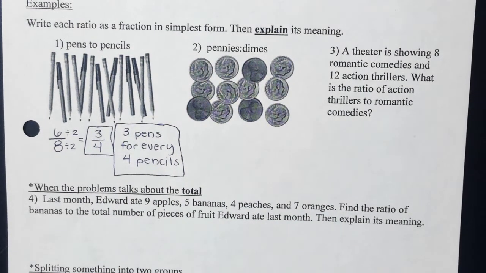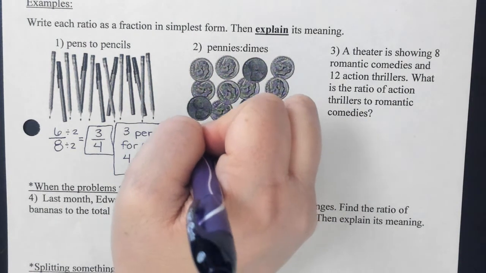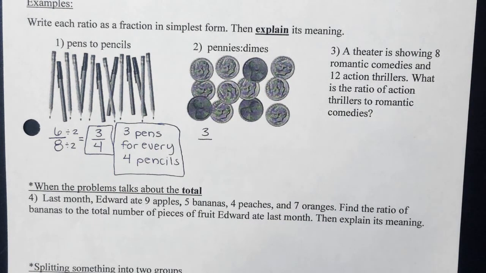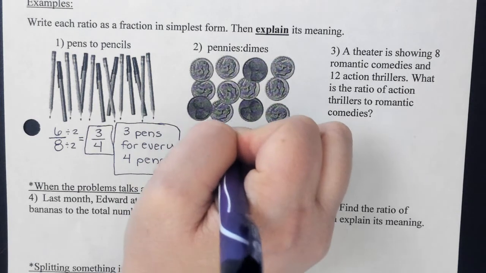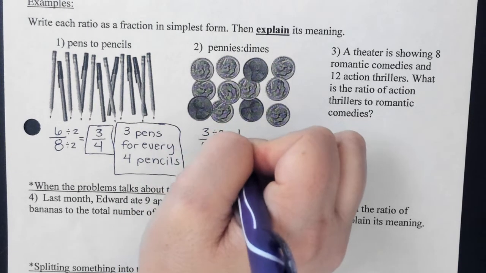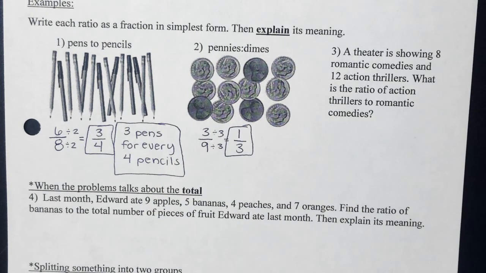How many pennies do we have? Emma? 3. All right, and Emmanuel, how many dimes? 9. All right, is this a simplified fraction, Aiden? No. What can I divide them by? 3. Perfect. 3 divided by 3 is? And 9 divided by 3 is? Okay. Does anyone think they could give me an explanation here?